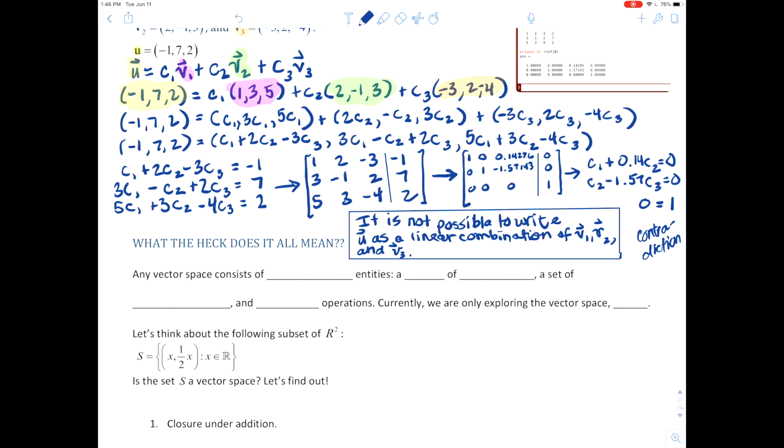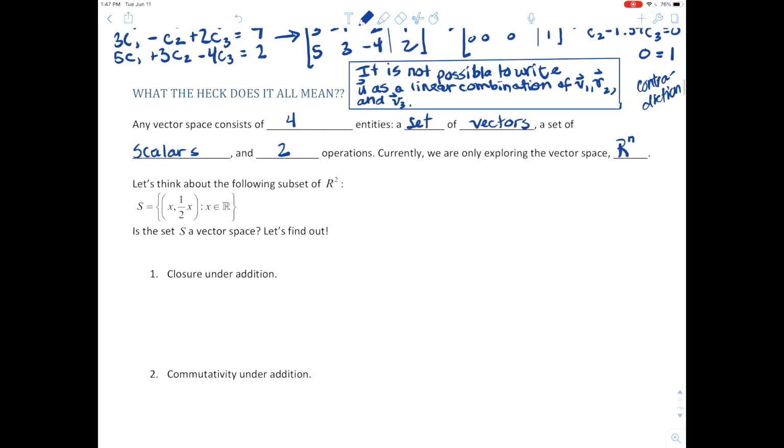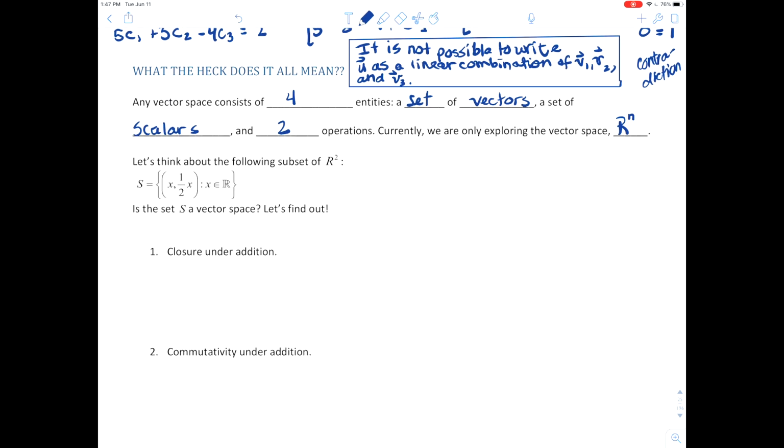All right, so now on to the next thing. What the heck does it all mean? Well, here we go. Any vector space consists of 4 entities: a set of vectors, a set of scalars, and 2 operations. Currently, we are only exploring the vector space Rn, but you'll get really good at this, and then when we get to more complicated vector spaces, with all the really abstract stuff that comes, this should be easier for you.